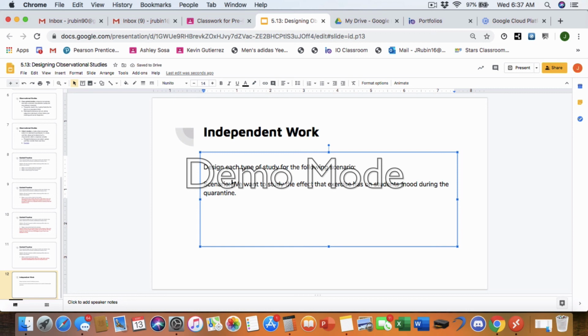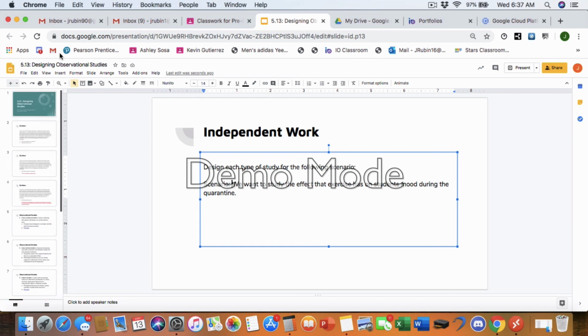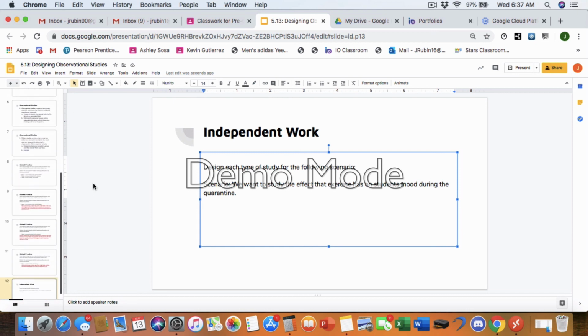One last thing. I saw this question come up: can you have more than one study type in a situation? In the scope of our class, no. In real life, yes. Researchers would definitely conduct multiple studies over the course of an extended period of time to refine and enhance their conclusions and their results.